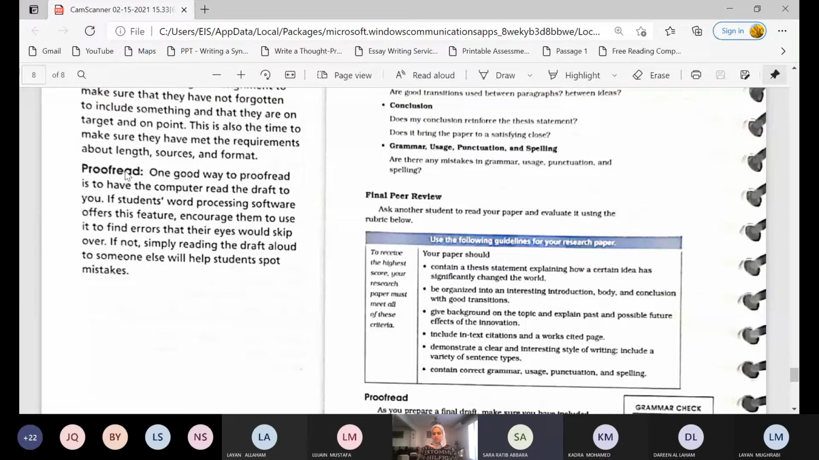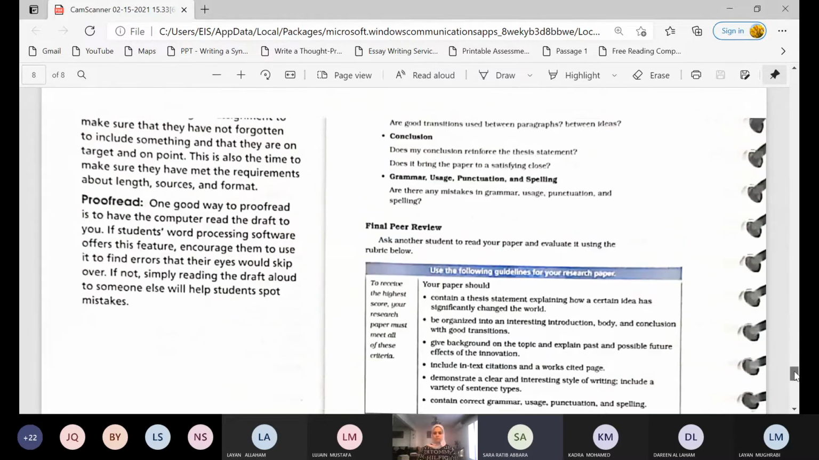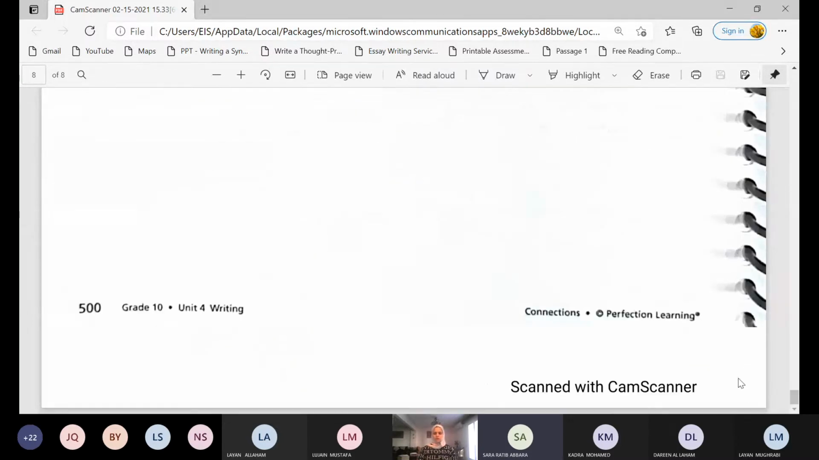So what does it mean? That we can use a website in order to detect our mistakes, and if it's not available, we can read it aloud to someone else and see where the mistakes are. Yes, dear. Thank you, Sarah.